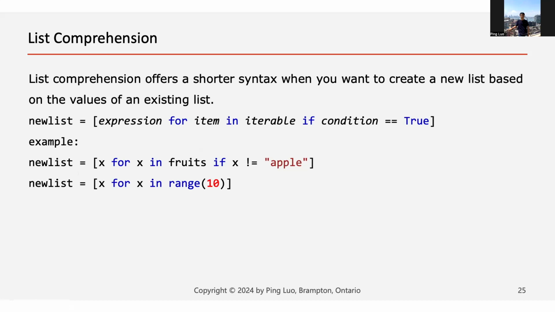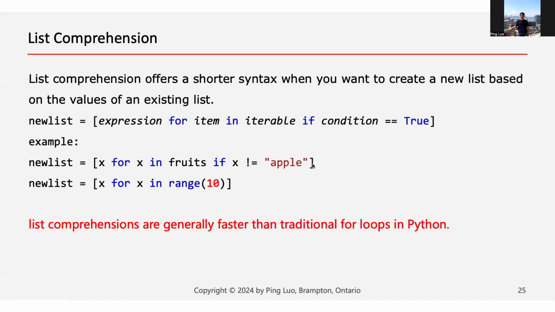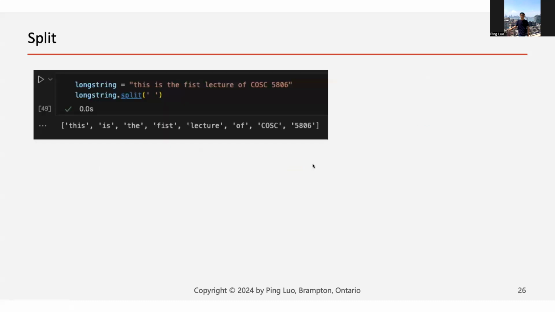We will also have a question later in the tutorial. If you're using the original for loop way, you might need five or six lines to finish that question. But if you're using list comprehension, just one line will give you the correct answer. It's just faster and more succinct for your script.